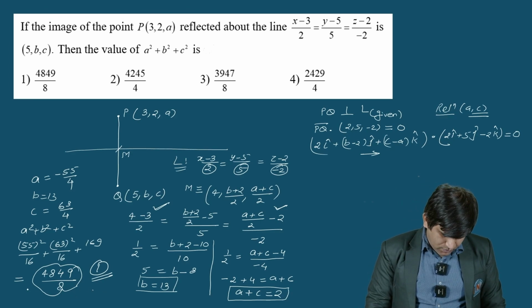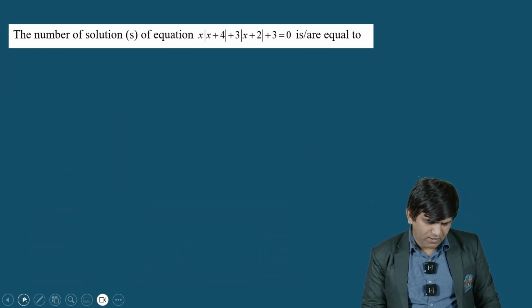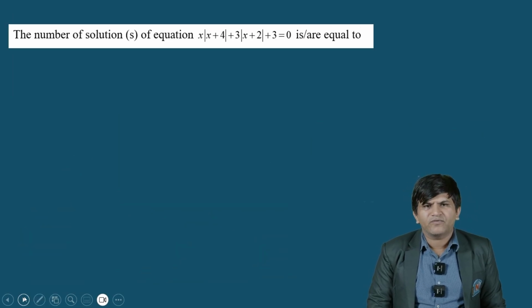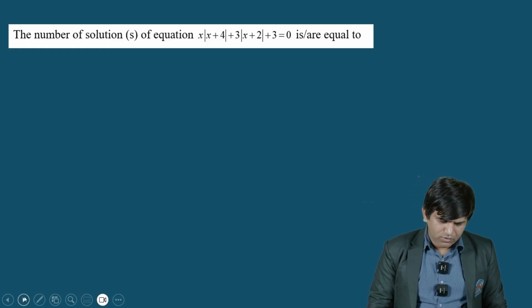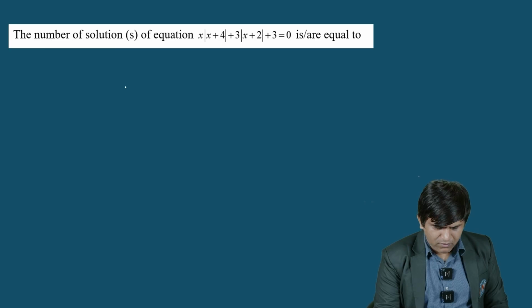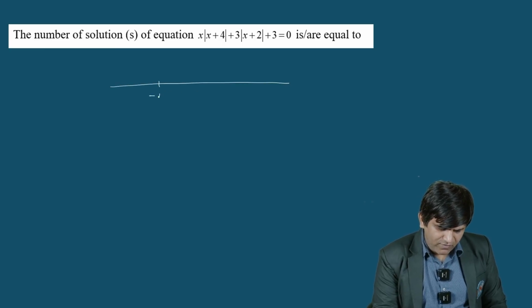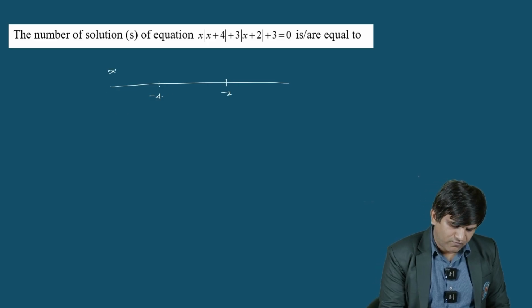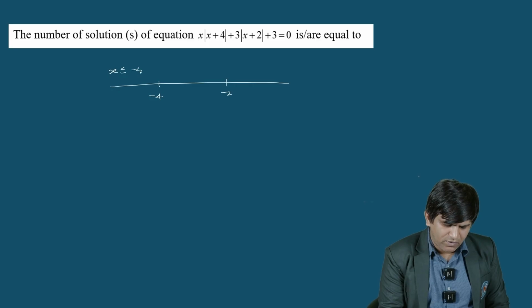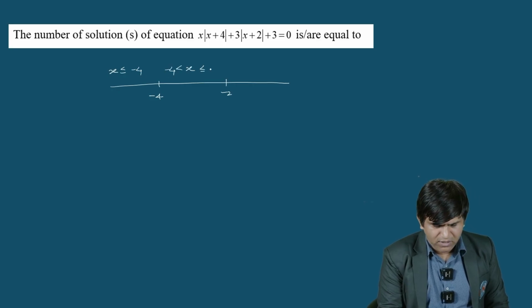So now the next problem we have, they are simply asking the number of solutions of the given equation which is involving modulus. So in this, simply we have to make three cases. That number line we have to divide in three regions, at minus 4 and minus 2. So first region when x is less than or equal to minus 4, then x is greater than minus 4 and less than or equal to minus 2, and when x is greater than minus 2.